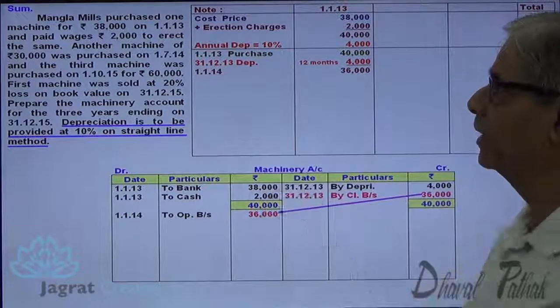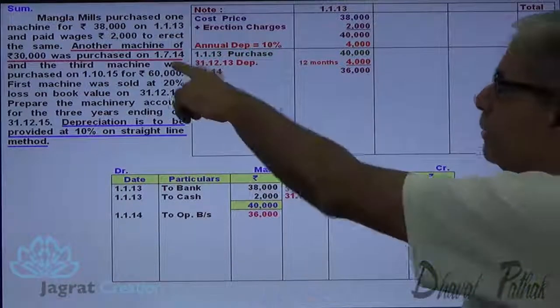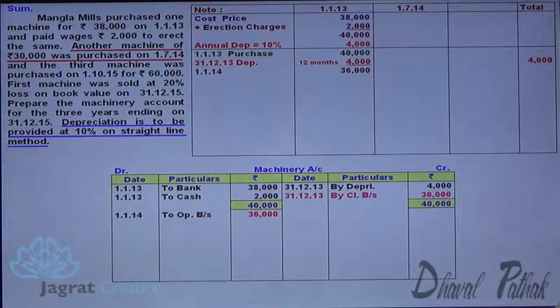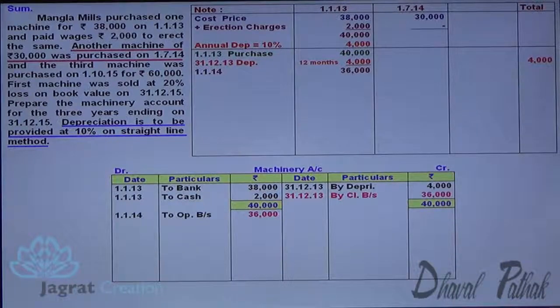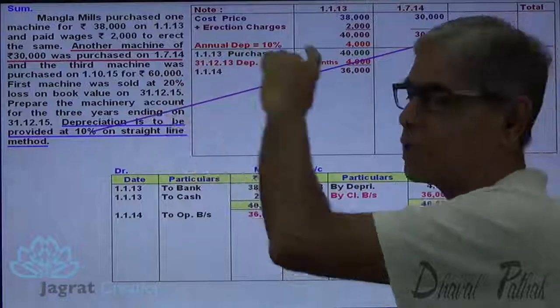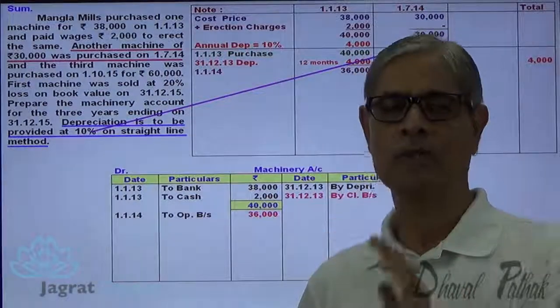In the second year, another machine is purchased on 1/7/2014. So here I write the general information for machinery purchased, 30,000. Its annual depreciation at the rate of 10% is how much? 3,000. Now this machine is purchased on 1/7/2014. So it is purchased on 1st of July 2014.